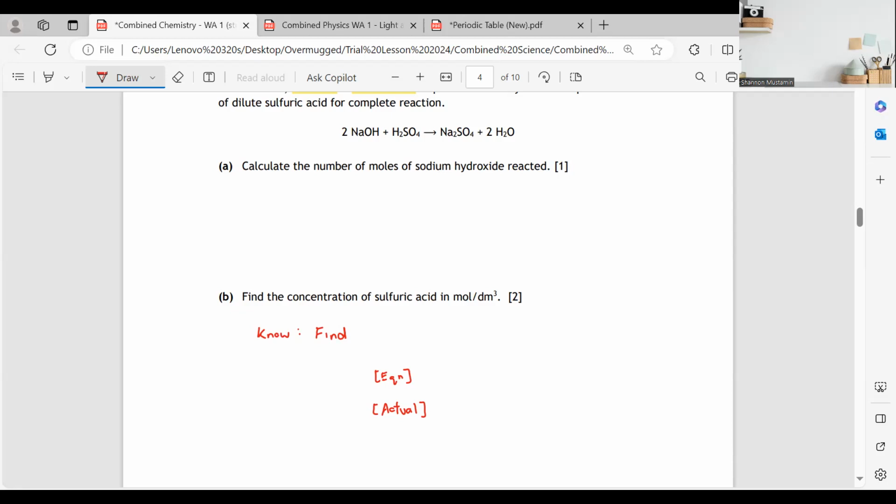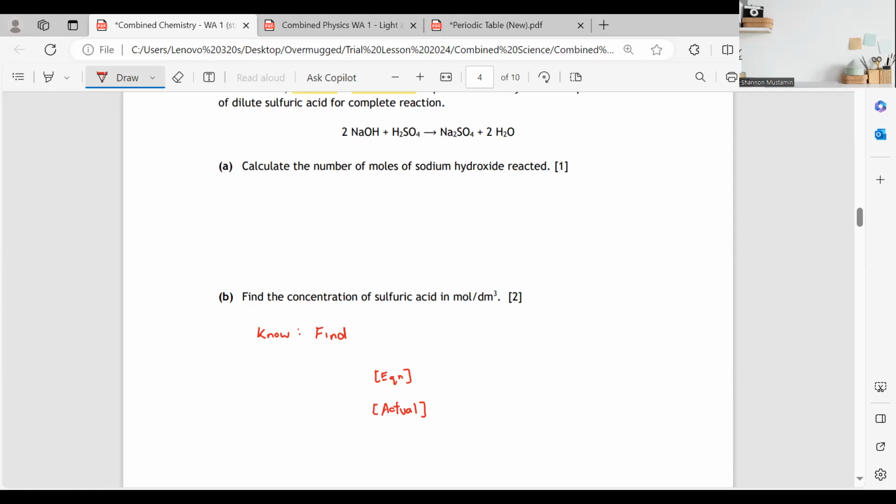What substance do you know first? So you are finding out about sodium hydroxide. So here's NaOH. Maybe you write the substance first, the NaOH. Here, write smaller. Yeah. Methods. NaOH. So that's what you know.